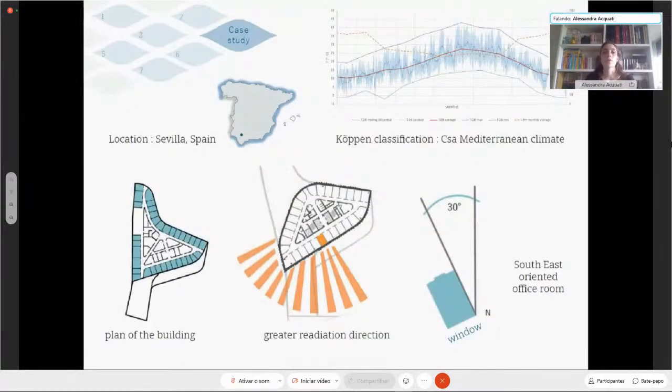From now on, we are going to discuss the case study. The case study is an office building. It's located in Sevilla, and Sevilla is classified as a Mediterranean climate. The office is oriented southeast, and this orientation was chosen after evaluating the greater radiation direction.